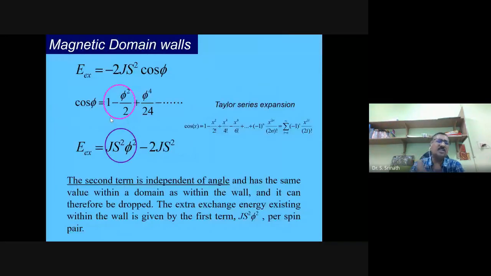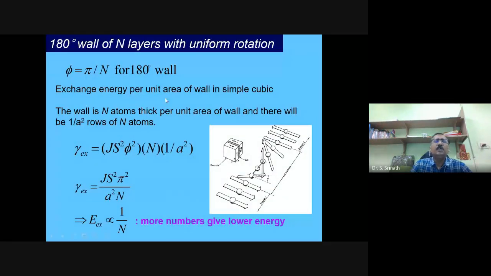If you consider a cubic crystal, it becomes very clumsy because there are two terms which I have to take. I'm just showing an easy case. For a uniaxial case, this becomes pi by n. If I substitute that in the previous expression, I get J_s squared pi squared n by a squared, a being the lattice dimension, with n atoms per unit area of wall, and then there will be 1 by a. Then it becomes some term here.